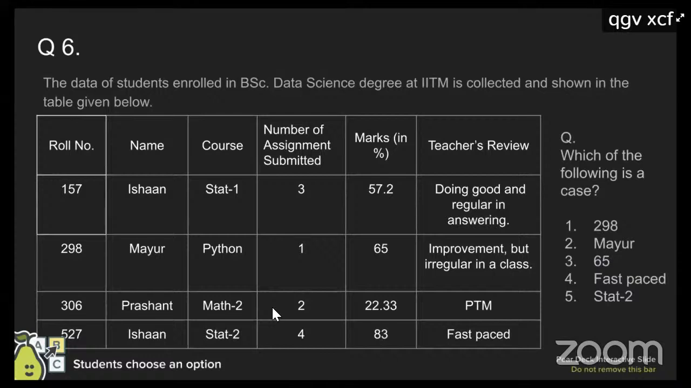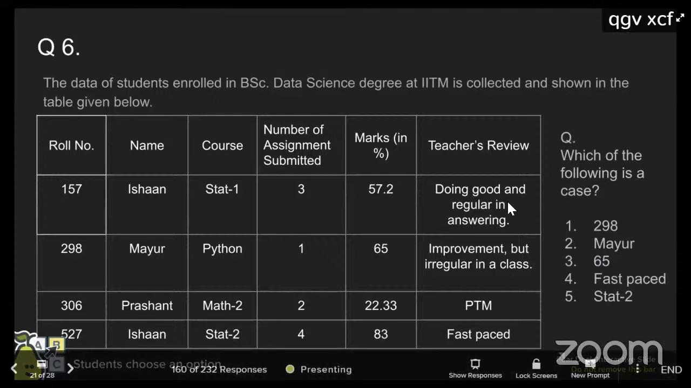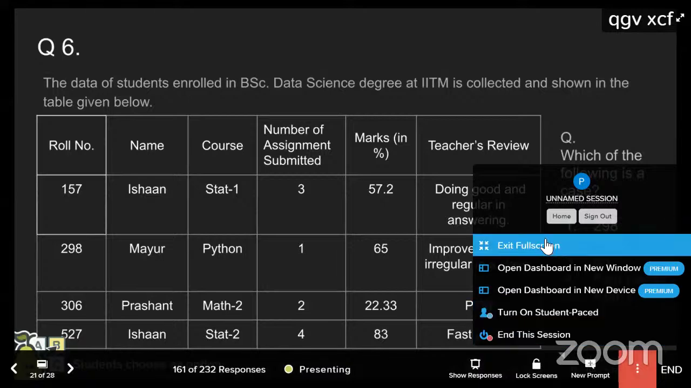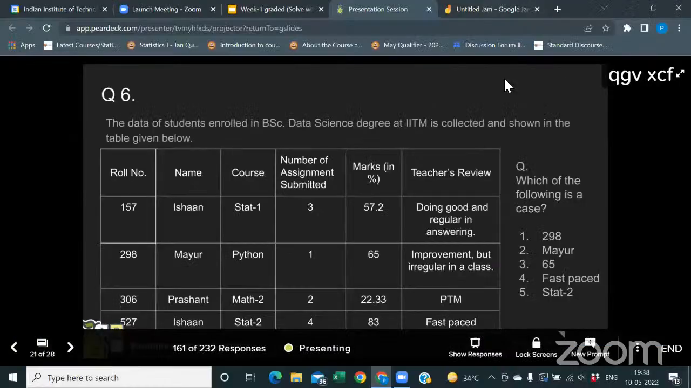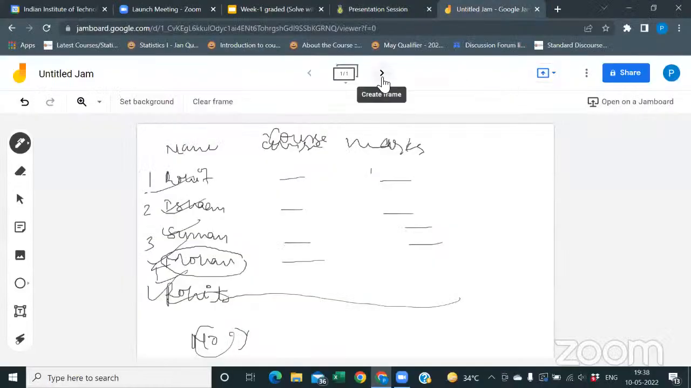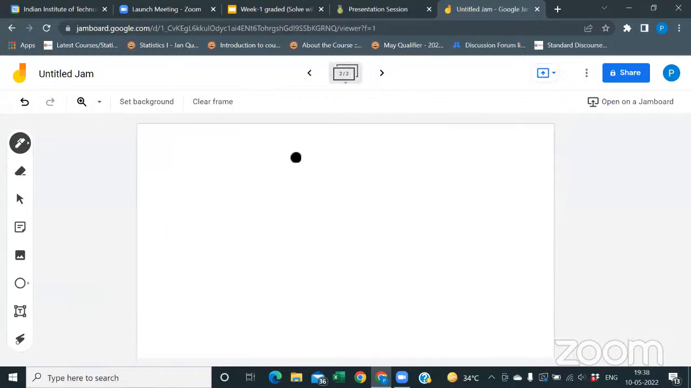Suppose, of course, one second. Here the name can't be the identifier because Ishan is repeating, and so it will not be unique. That's why roll number is unique. Suppose I do not write the roll number and Ishan, and I start with the course. Then student name and then the marks of that student.